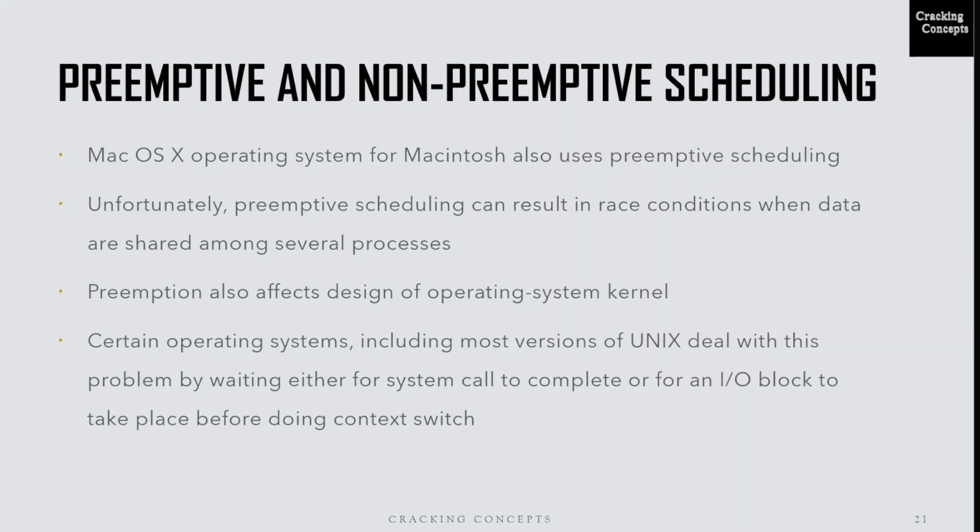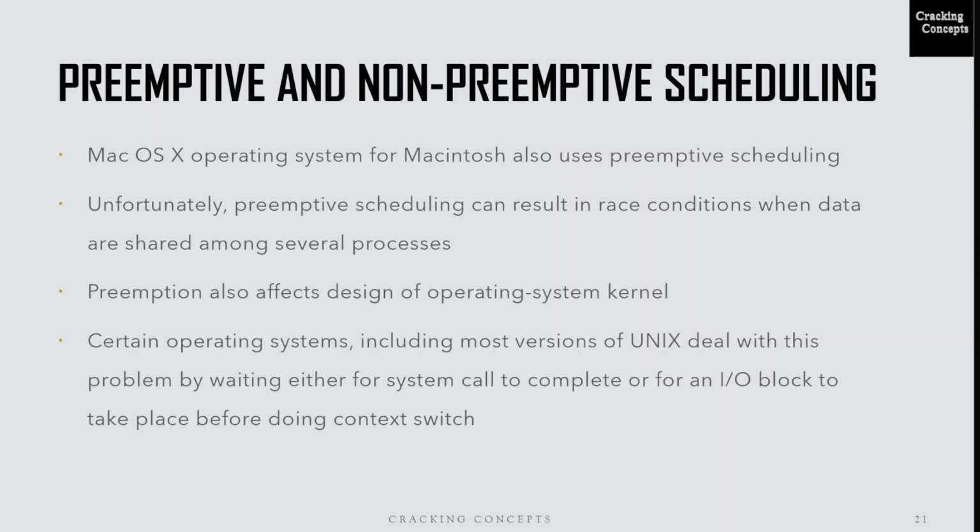Unfortunately, preemptive scheduling can result in race conditions when data are shared among several processes. Consider the case of two processes that share data. While one process is updating the data, it is preempted so that the second process can run. The second process then tries to read that data, which is in an inconsistent state.